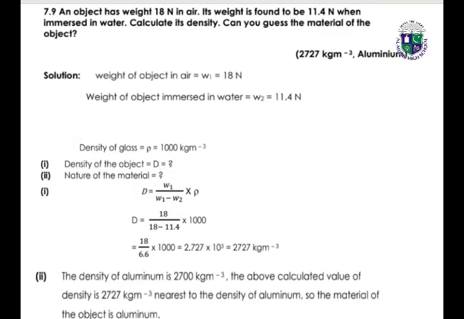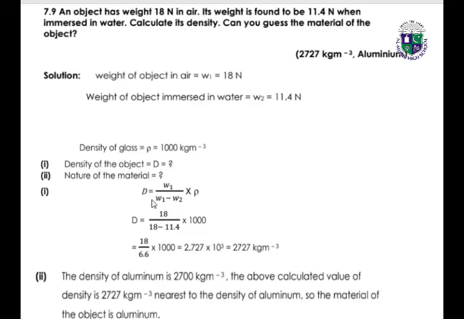Next students, we have 7.9. In this numerical, an object has weight of 18 Newton in air. So weight of the object in air is given, which is 18 Newton, and weight of the object immersed in water is also given, which is 11.4 Newton. Density of the water is 1000 kilograms meter cube. We have to find out the density of the object and the nature of the material.